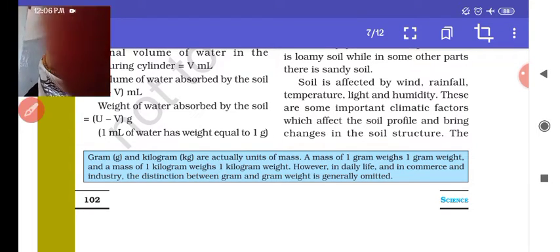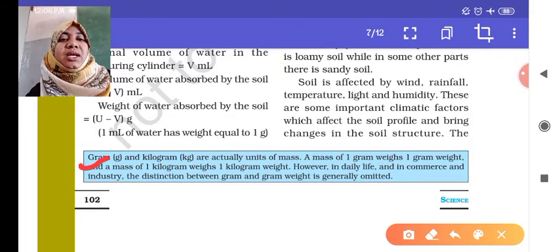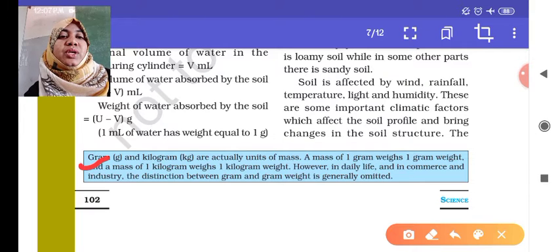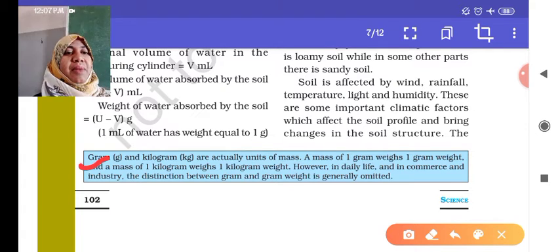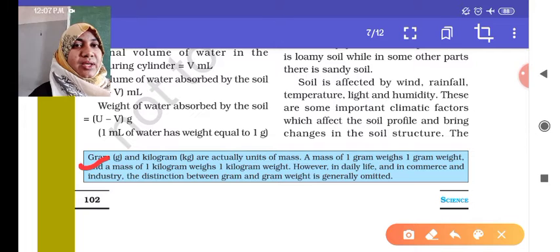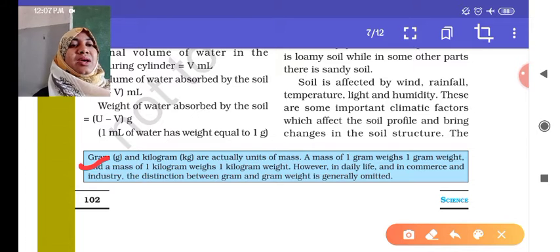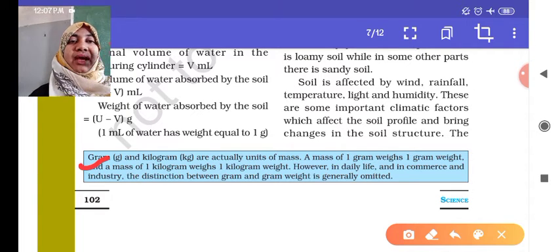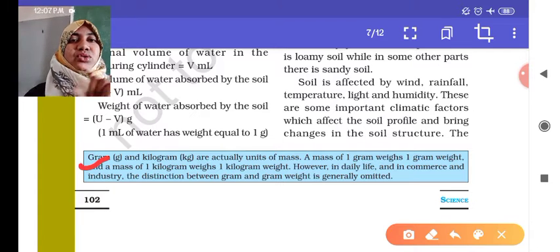Here, in the blue box, they have given you the terminologies. g stands for gram, kg stands for kilogram, and they are units of mass. Whatever thing has weight is given a unit, that is gram, kg, mass. In that way, mass is given the weight as gram and kg. Next, reading the blue box: a mass of 1 gram weighs 1 gram weight. So mass and weight are almost equal here.